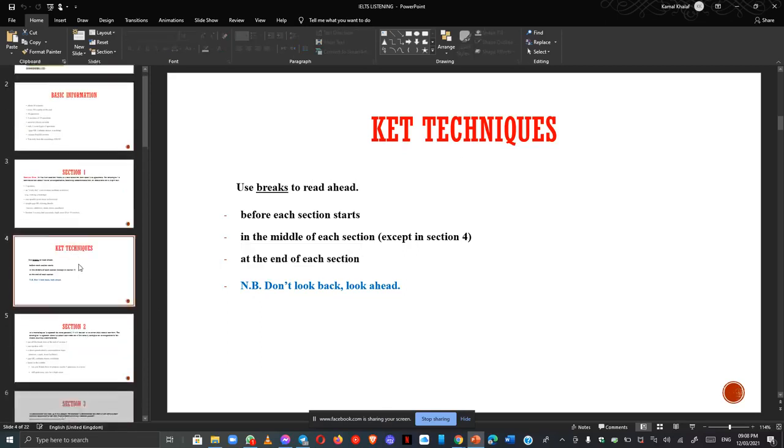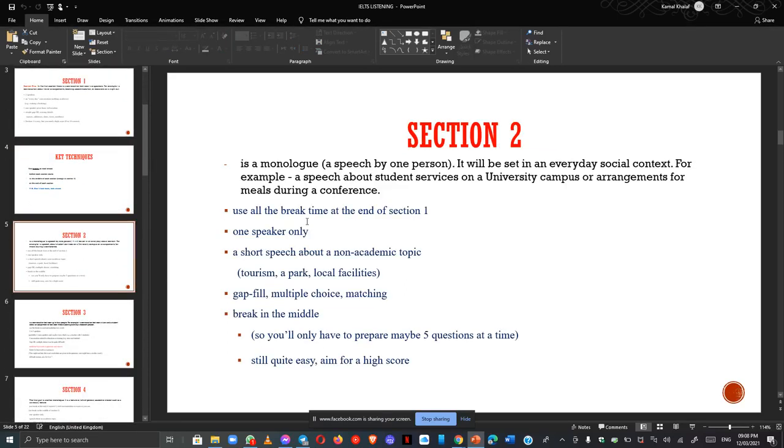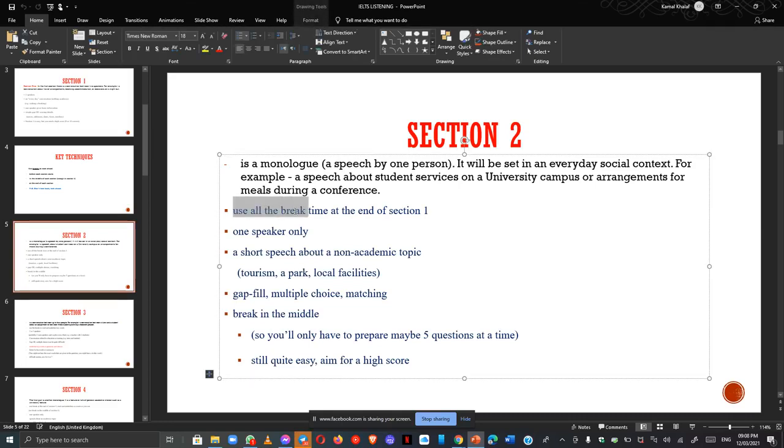Let's move on to the next part, which is section 2. Section 2 is a monologue, a speech by one person. It will be set in an everyday social context, again, nothing academic. For example, a speech about student services on a university campus, or arrangements for meals during a conference. Again, you have a break. You should use it carefully to read ahead before the audio file starts. Again, one speaker. It's a short speech. One person again and again.